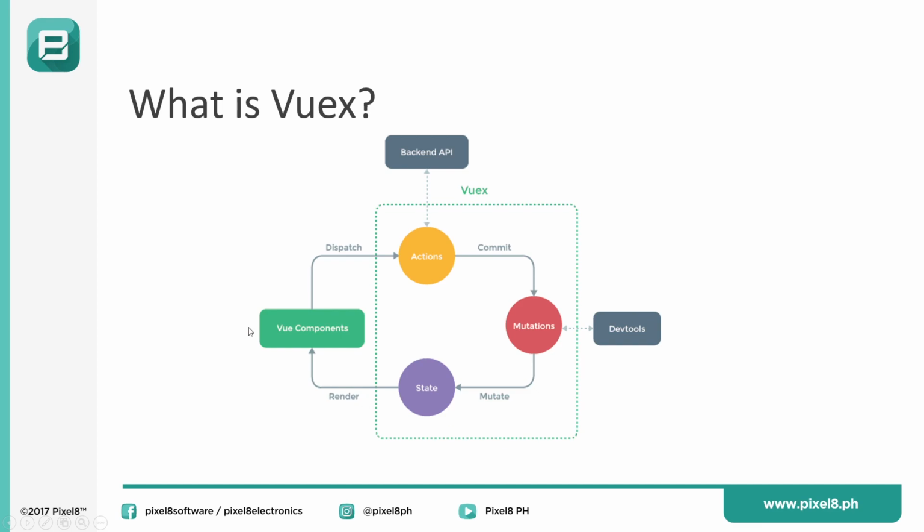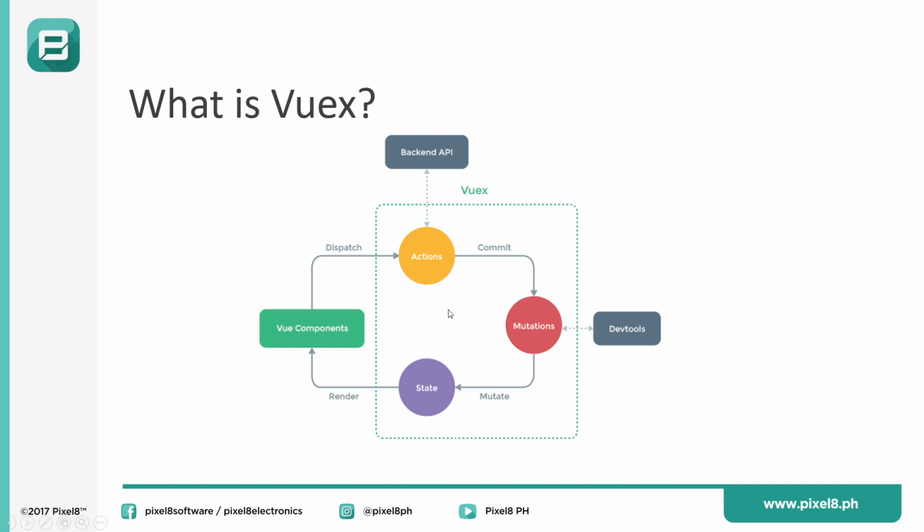So here we have an example diagram of how Vuex works. Vuex is basically this dotted green line right here. So let's start from our component. From our component, we fire a dispatch which triggers actions inside our Vuex, which in turn fires a commit which will trigger mutations. Now, what are mutations? Mutations are the only way to change the state. In this case, you can see that the mutations mutate the state. In turn, the state, whatever it may contain, gets rendered back to our components. So as you can see, it is a continuous cycle of data change.